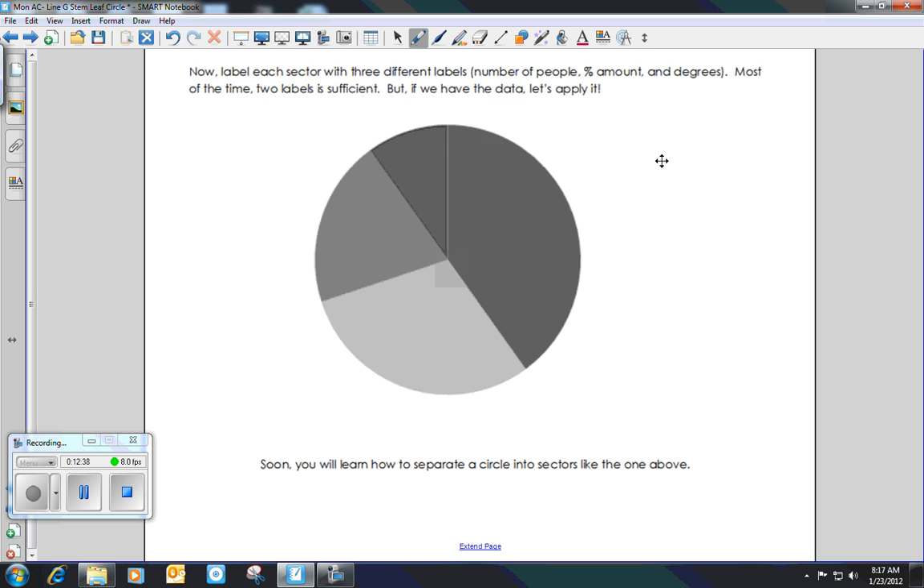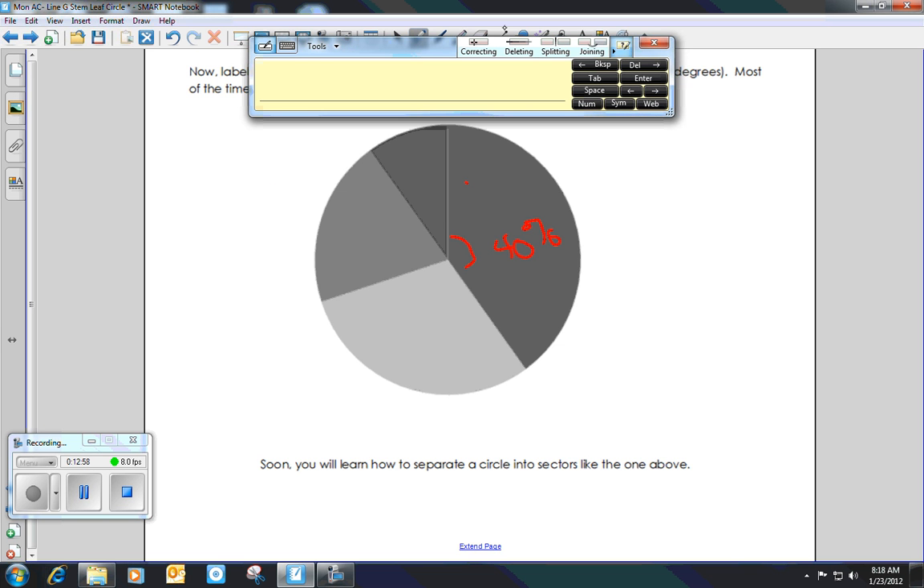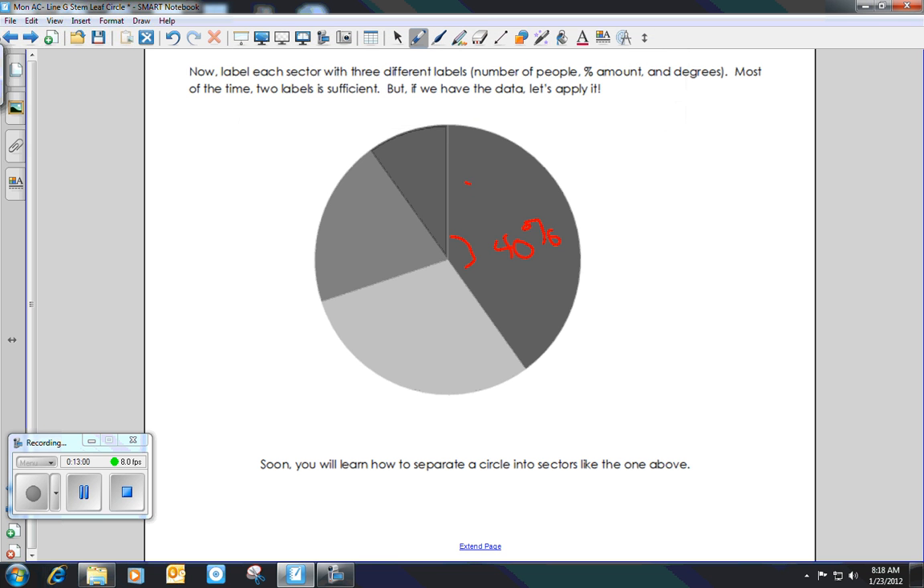And then we would come in here and label these with the number of people, the percent amount, and the degrees. So this one obviously is the biggest one. It's the 40%. Okay, you would label the number of degrees that you found from the last table. This was popcorn, I believe. Let's go back and look. Yeah, and there were 20 people. So we would put a 20 in here. We'd label it popcorn, 20 people, 40%, and then we'd write in the degrees that we found from the last one.